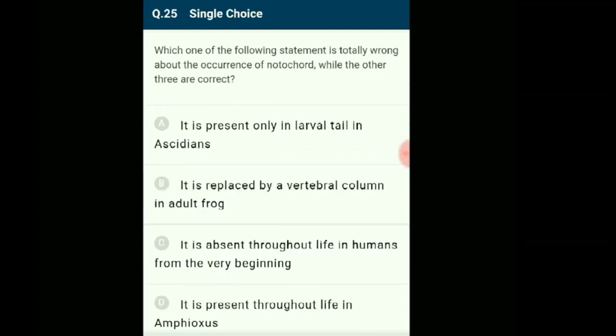Question number 25. Which one of the following statements is totally wrong about the occurrence of notochord while the other three are correct? The notochord is a flexible rod-like structure that forms the main support of the body in the lowest chordates. It is not present throughout life in humans. The notochord is present in the embryonic stage and gets replaced by the vertebral column in the adult. So the answer is option C. It is absent throughout life in humans from the very beginning. So that is a wrong statement.